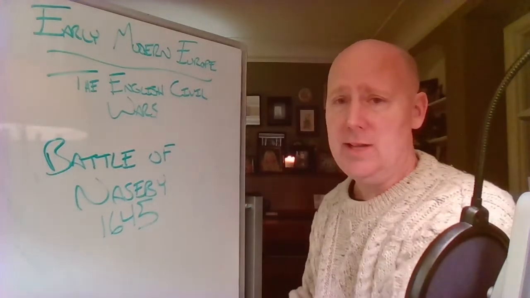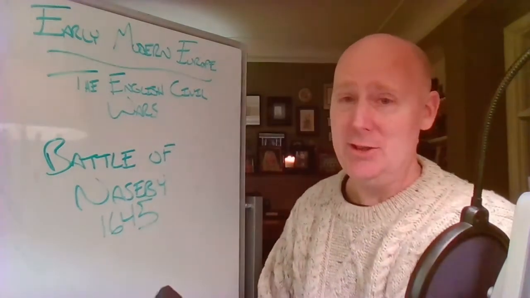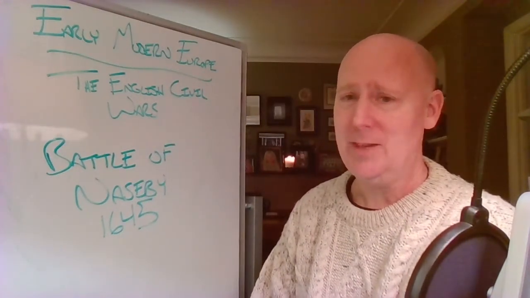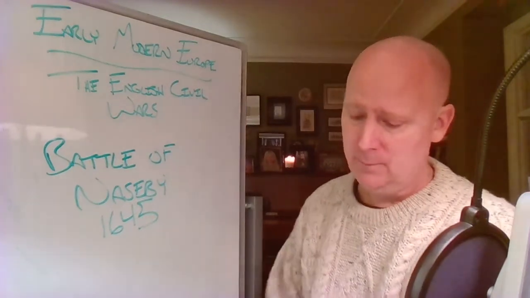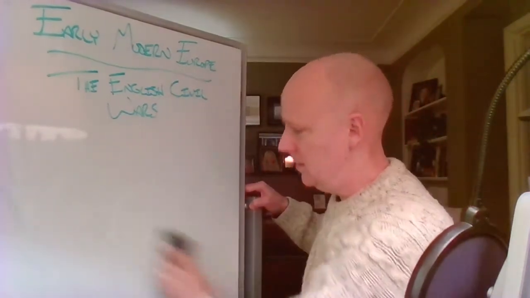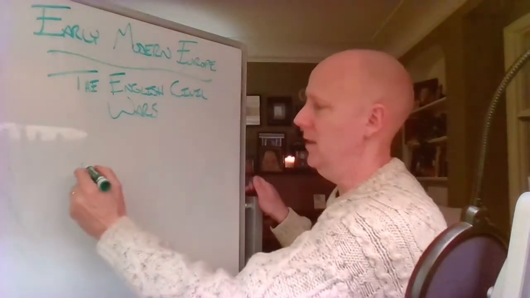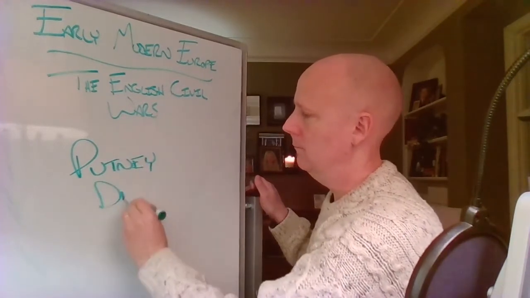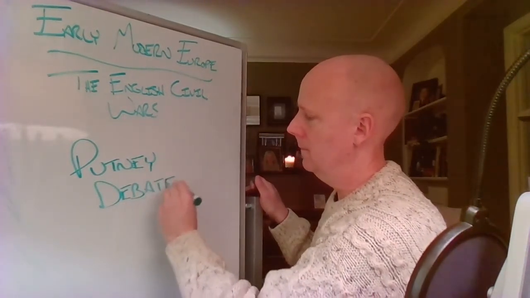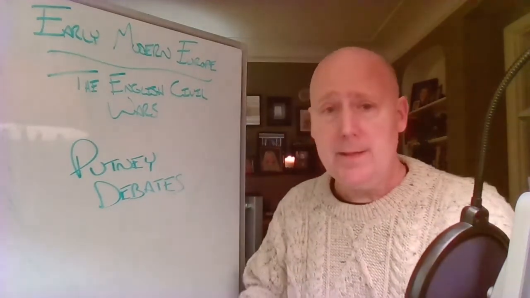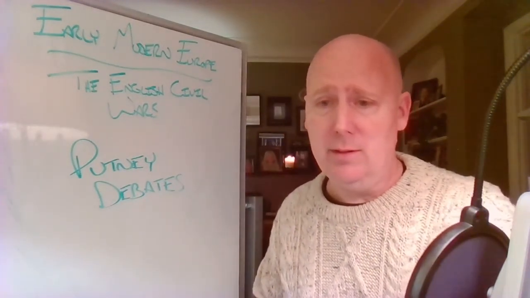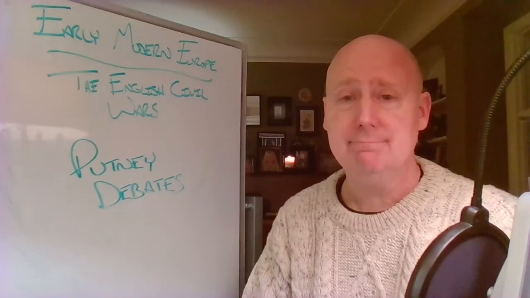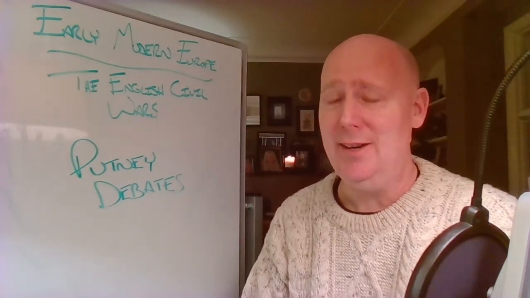And what occurs after this, after the Battle of Naseby, and after King Charles realizes that he's in a world of hurt and gives himself up to the Scots, we get a discussion in Parliament that's called the Putney Debates. And the Putney Debates ask some really important and fundamental questions. The first is, what should be done with the king? What do you do with the king now?